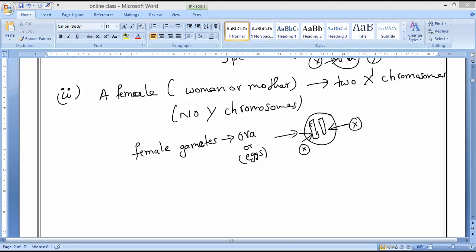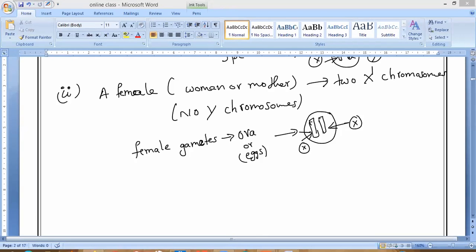After that we'll study how the sex of a child is determined at fertilization. During fertilization, it depends on what is donated by the father's sperm. If the father's sperm donates the X chromosome, 100% a baby girl will come. If the father donates a Y chromosome, then definitely a baby boy will come.